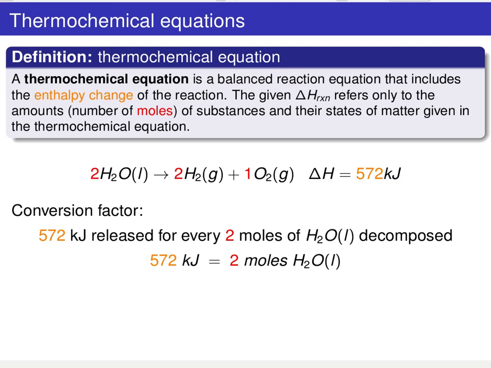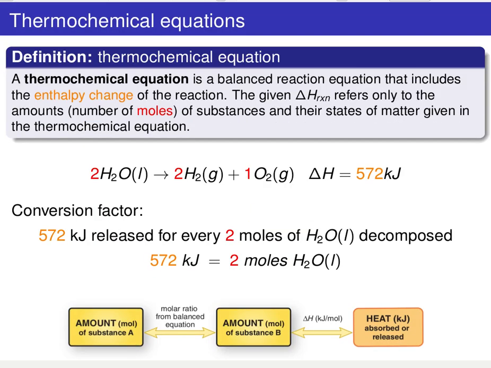So to see what I mean by this, we can actually use the thermochemical reaction equation to construct conversion factors. So if I was reading this chemical reaction equation, I would see that 572 kilojoules of energy is released for every 2 moles of H2O liquid that is decomposed. In other words, I can form a conversion factor that relates the amount of energy given off to the number of moles of reactant that is used up.